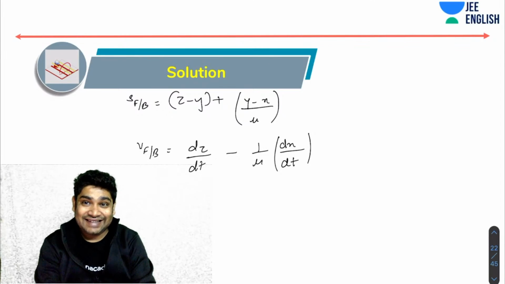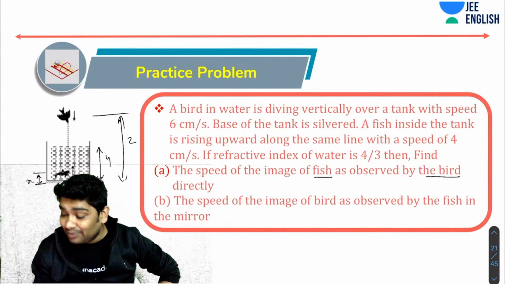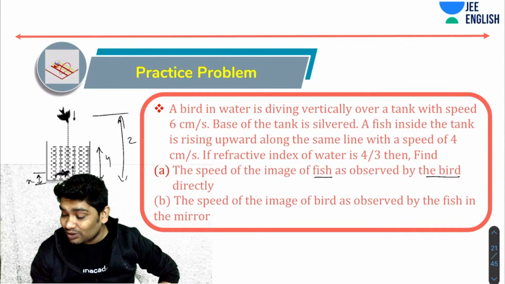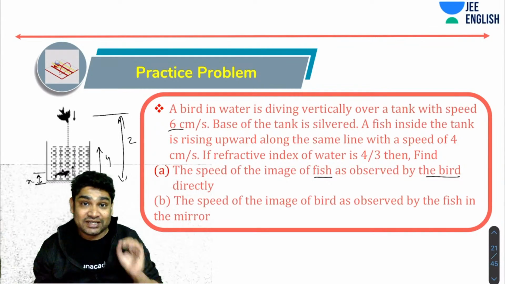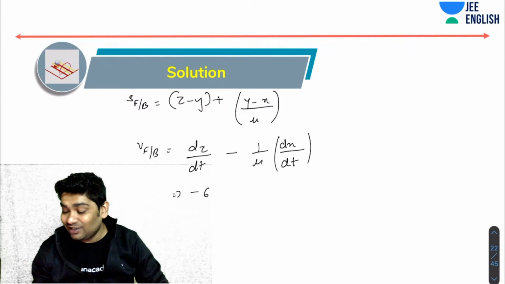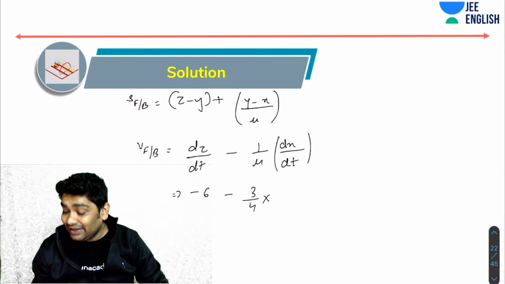As simple as that. Now, what is the direction in which the bird is moving? So the bird is moving downward. So dz by dt will be minus 6. Please remember to put these things with proper signs. So this will be minus 6, minus this would be 3 by 4 into dx by dt.